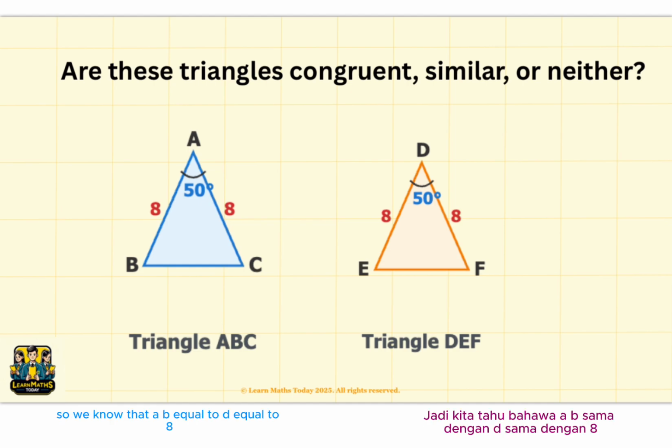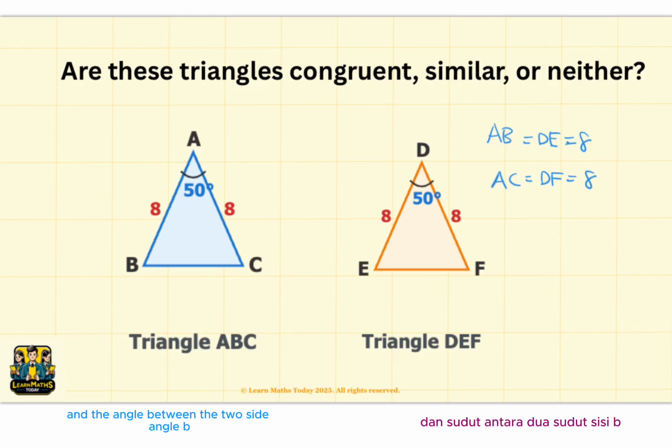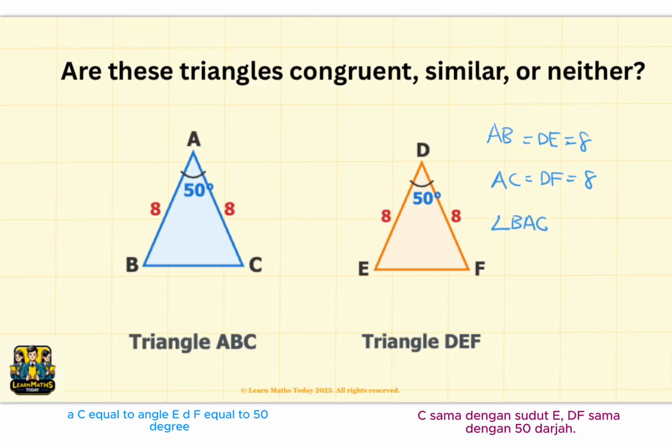So we know that AB equals DE equals 8, AC equals DF equals 8, and the angle between the two sides, angle BAC, equals angle EDF equals 50 degrees.